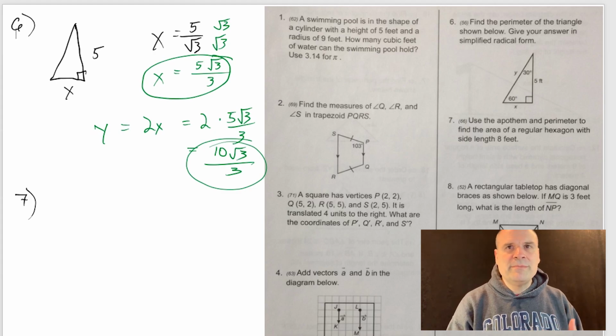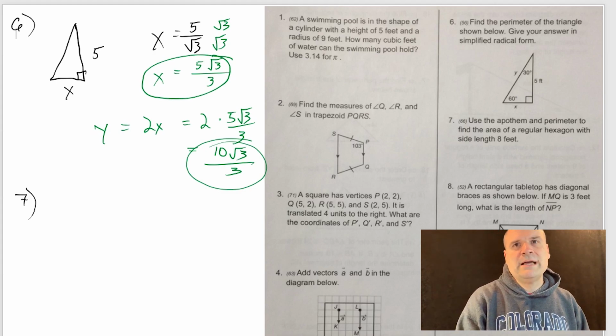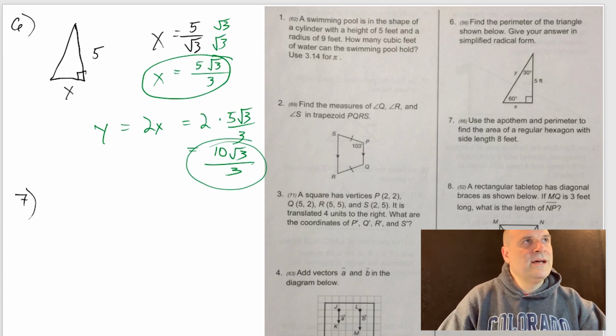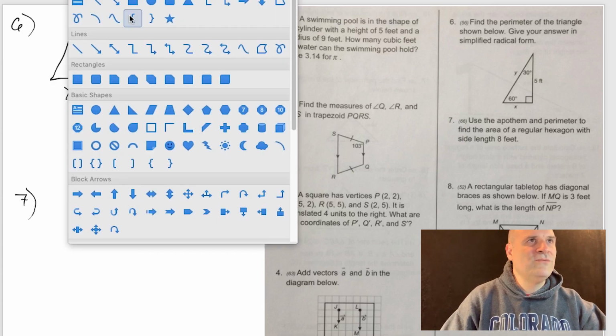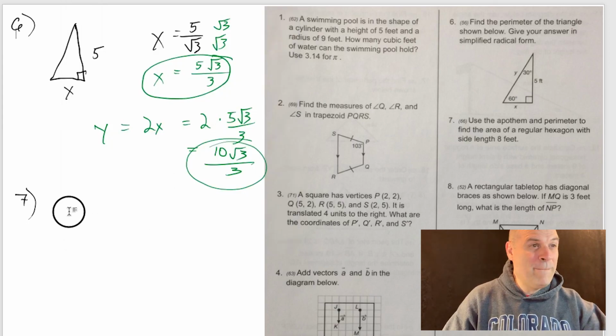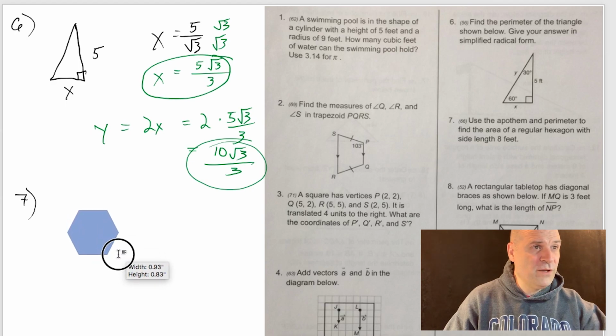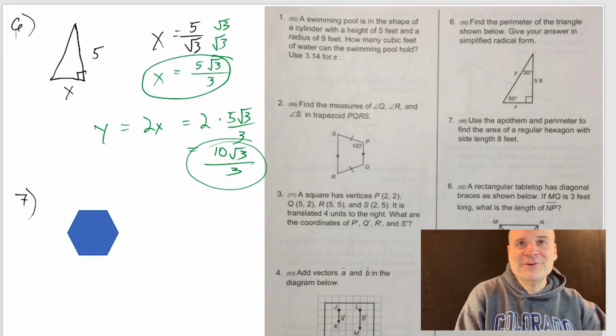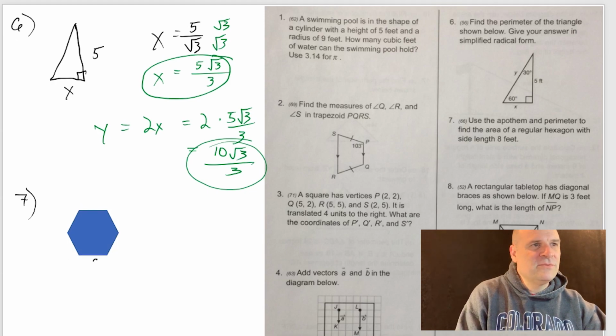I'm going to use the apothem and perimeter to find the area of a regular hexagon with side length 8 feet. Okay, so the hexagon looks like this-ish. Actually, hexagon, all right, wait for it. Wait for it. You know what I'm doing here. Hexagon. Pow. Oh, that's pretty. That is real nice. I'm so cool. So this is 8. So we're going to find the area of this.